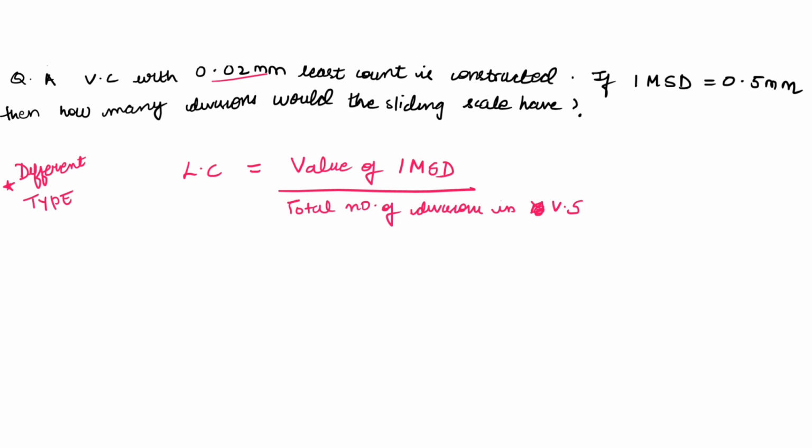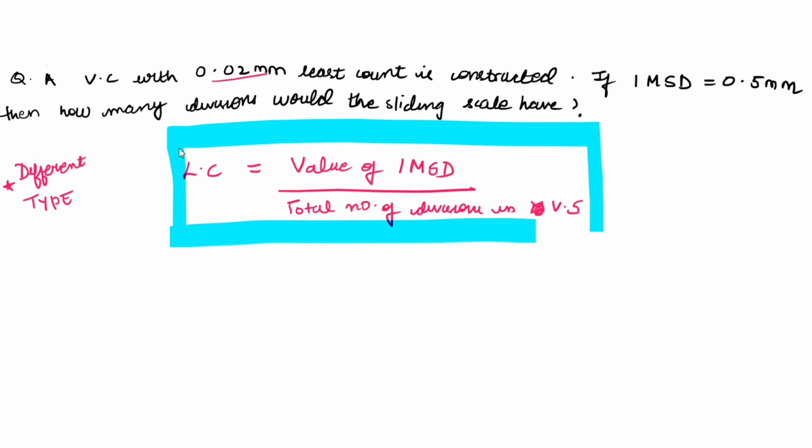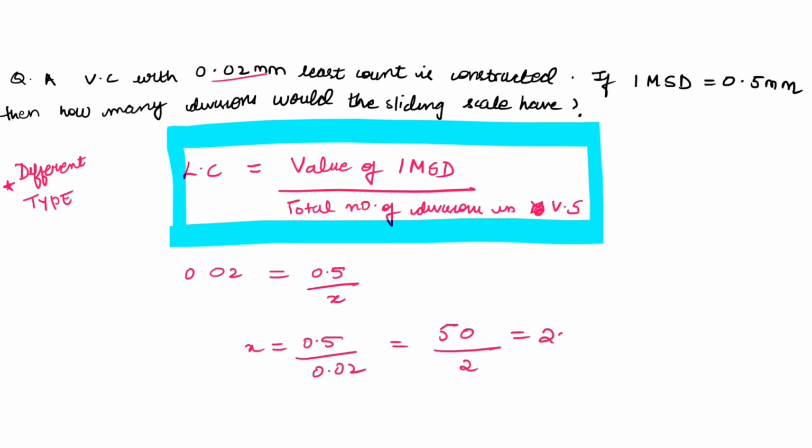They have given us the least count and the value of 1 main scale division. They have asked us to find out the total number of divisions in vernier scale. So simply cross multiply and bring it to the other side. You get 0.5 by 0.02, and solving you get 50 by 2, which is 25. So there are 25 divisions present in the vernier scale.